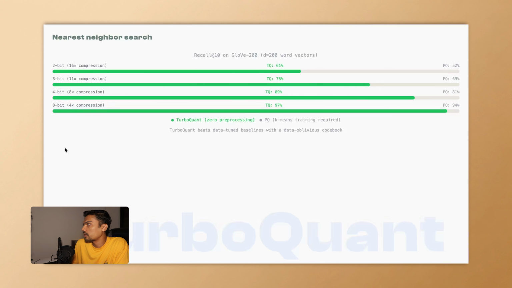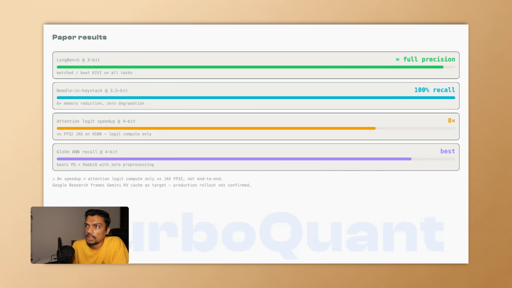Let's look at what the paper actually achieved before we wrap up. I want to show you the actual numbers from the paper and the Google Research blog, because they are striking and they make everything we built today feel very real. First one, as we discussed, KV cache on LongBench. The paper tested TurboQuant on Llama 3.1 8B Instruct across LongBench, a comprehensive benchmark covering question answering, code generation and summarization with long context.